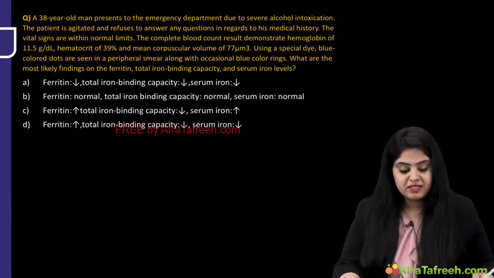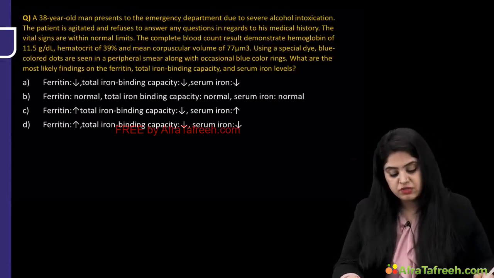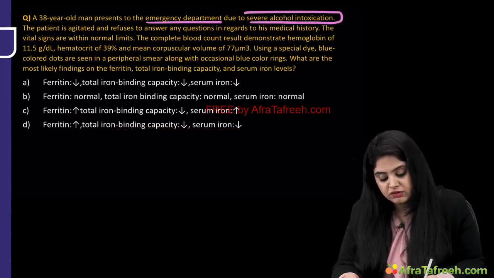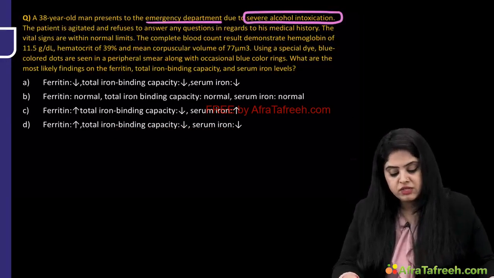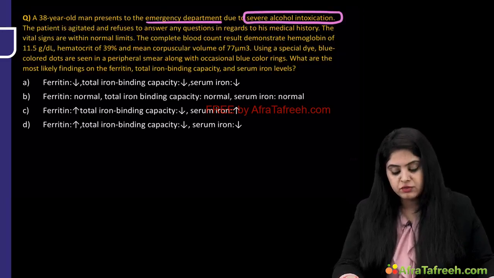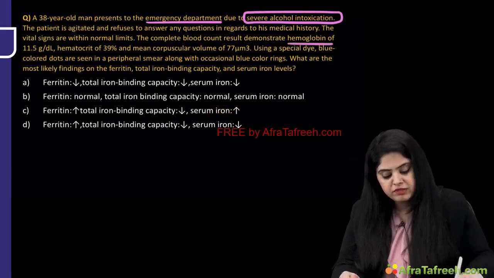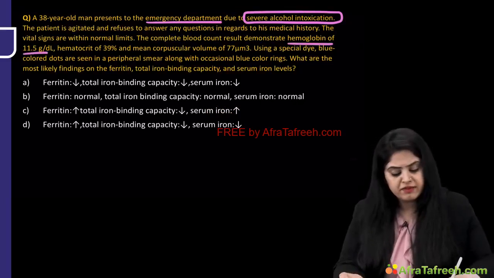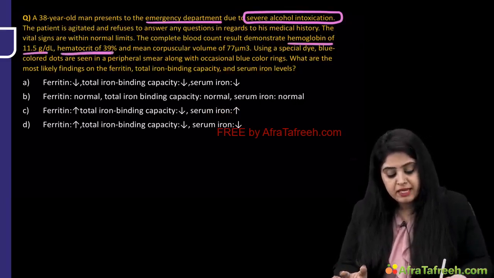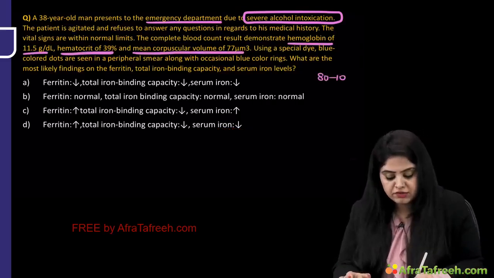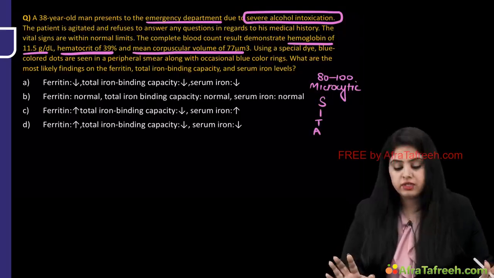This is a nice one. Here you have a 38-year-old man who presents to the emergency department due to severe alcohol intoxication. The patient is agitated, refuses to answer any questions in regards to his medical history. Vital signs are normal. Complete blood count shows hemoglobin is slightly on the lower side, 11.5, hematocrit slightly okay. MCV 77. So first and foremost, normal MCV was 80 to 100. 77 means I'm dealing with a microcytic condition. As soon as I say microcytic condition, I have to think of the Sita mnemonic, right?